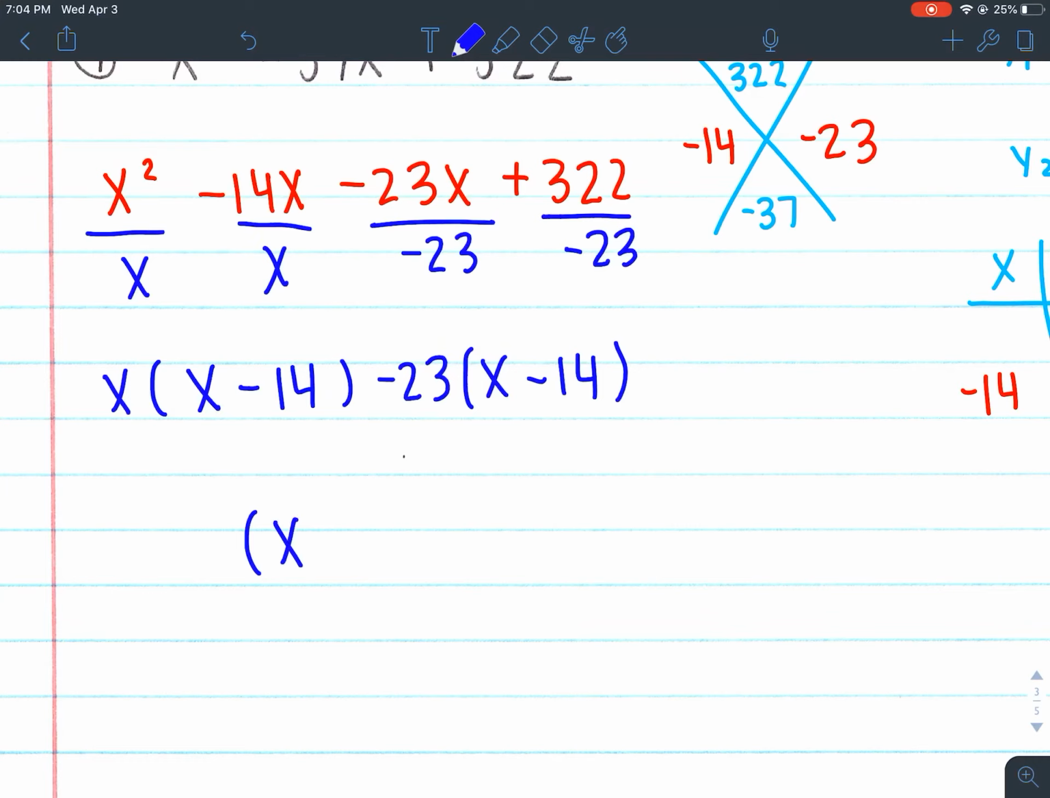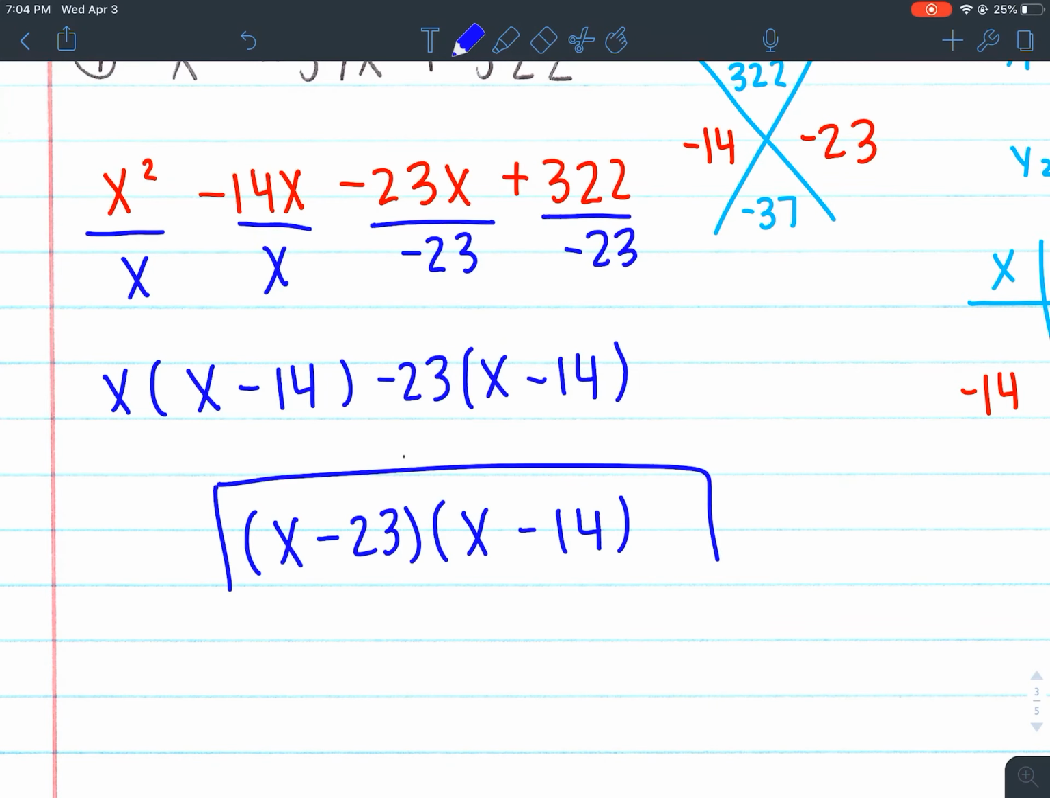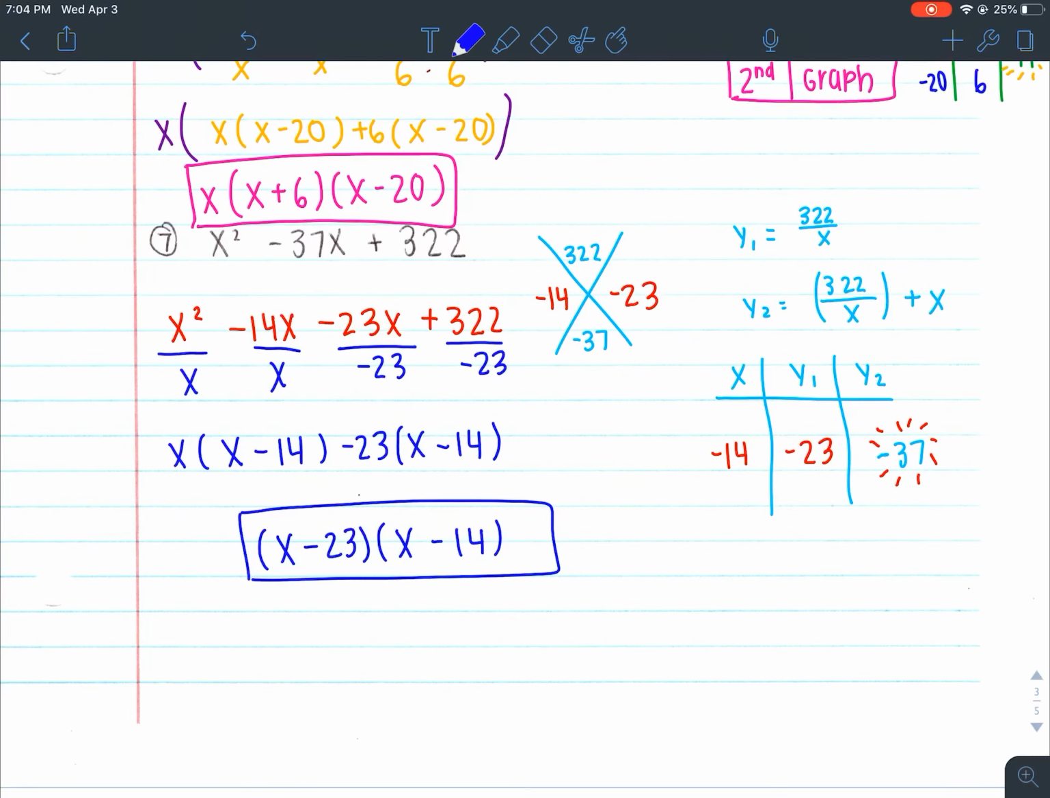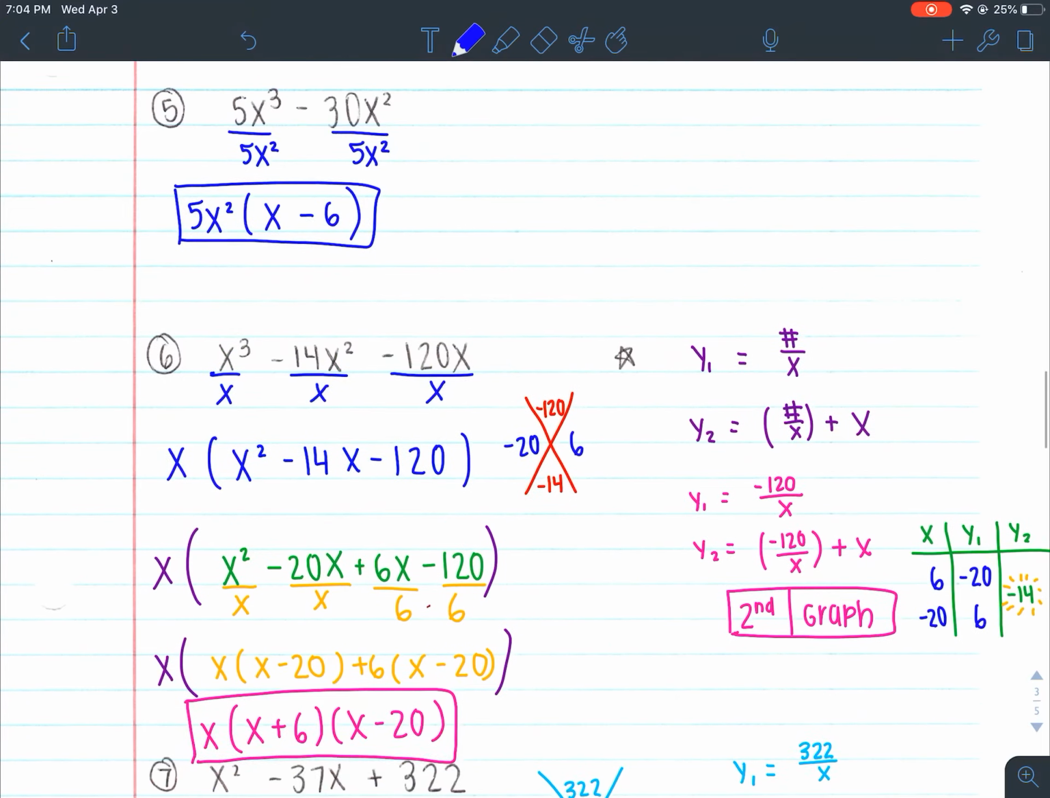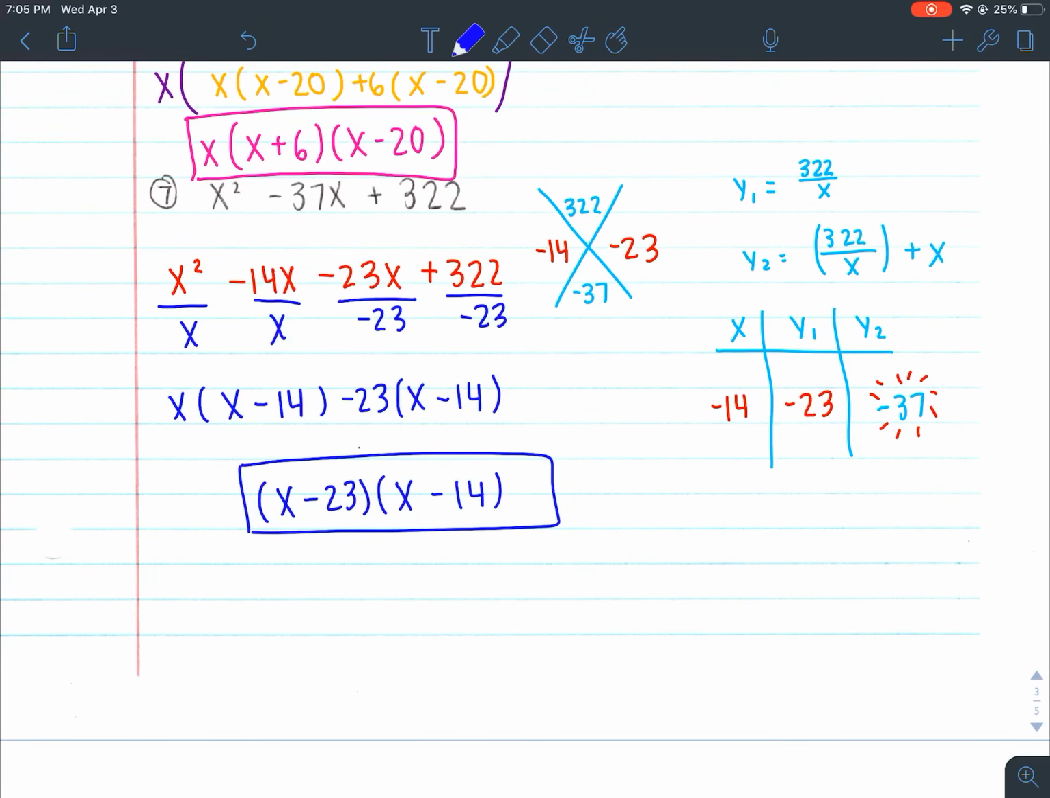So our parentheses do match. So our factors are x minus 23 and then x minus 14. If I wanted to double distribute, I would get the same thing I started with. So these are the notes for factoring when a is 1. Now, factoring when a is not 1, one extra step, but same process. So you will get that extra practice. Again, if you're struggling with this, please let me know.